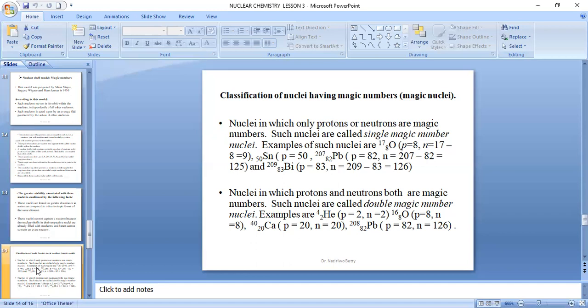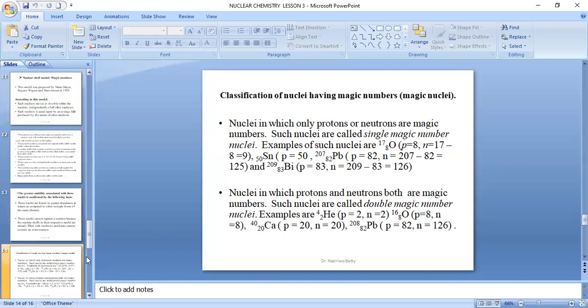Then the other type, which is the double magic number, these ones have both the protons and neutrons as magic numbers. Examples are helium, which has 2 protons and 2 neutrons. Oxygen 16, which has 8 protons and 8 neutrons. We have calcium 40, which has 20 protons and 20 neutrons. Then lead, which has 82 protons and 126 neutrons.